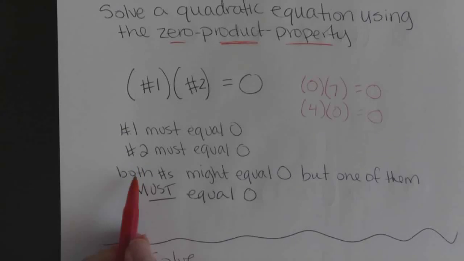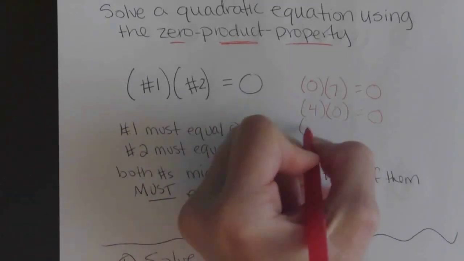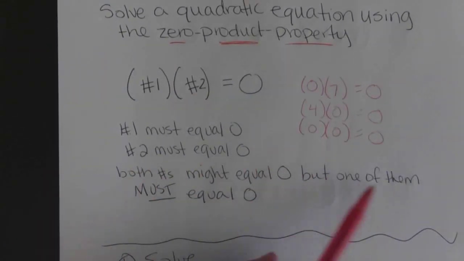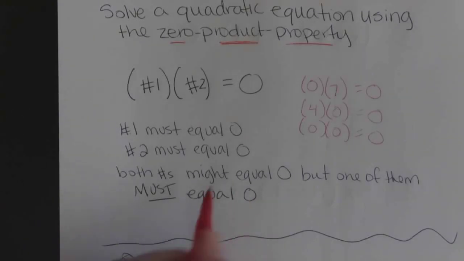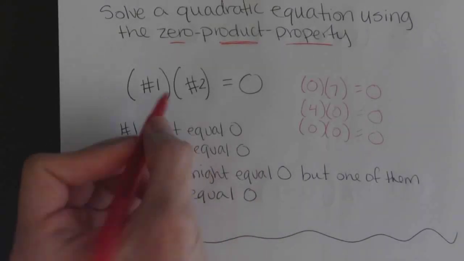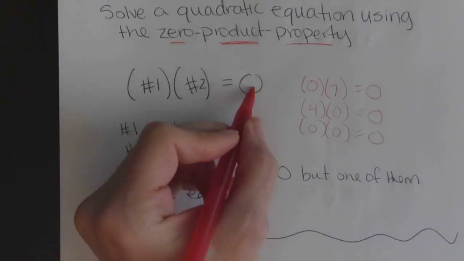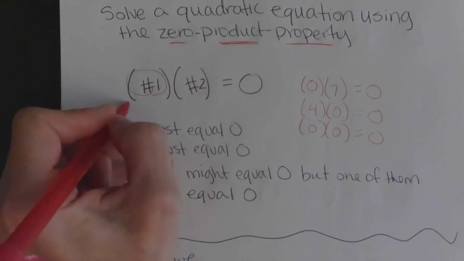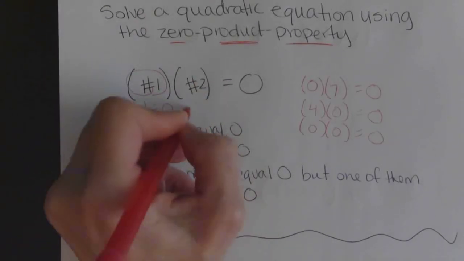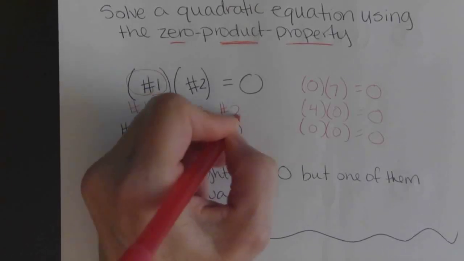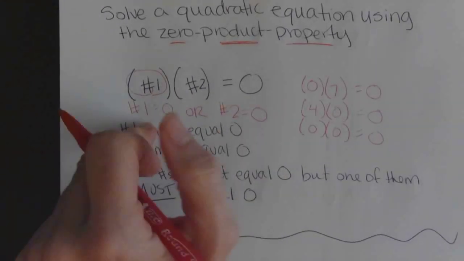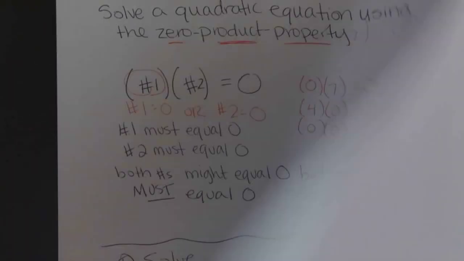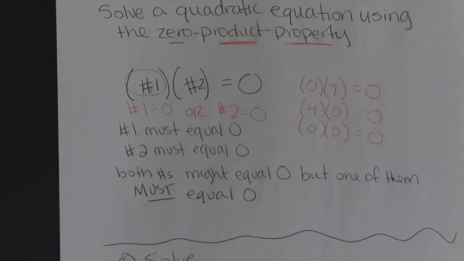Now maybe they're both 0. I wrote here, both numbers might be 0. And of course, that would also work. But one of them must equal 0, and that's what the zero product property says. So if you have a product set equal to 0, then you are to assume that either number 1 equals 0, or the second number has to be 0. Knowing this is going to make this lesson super duper easy. So let's check it out. I've got 5 examples, and they go super fast.